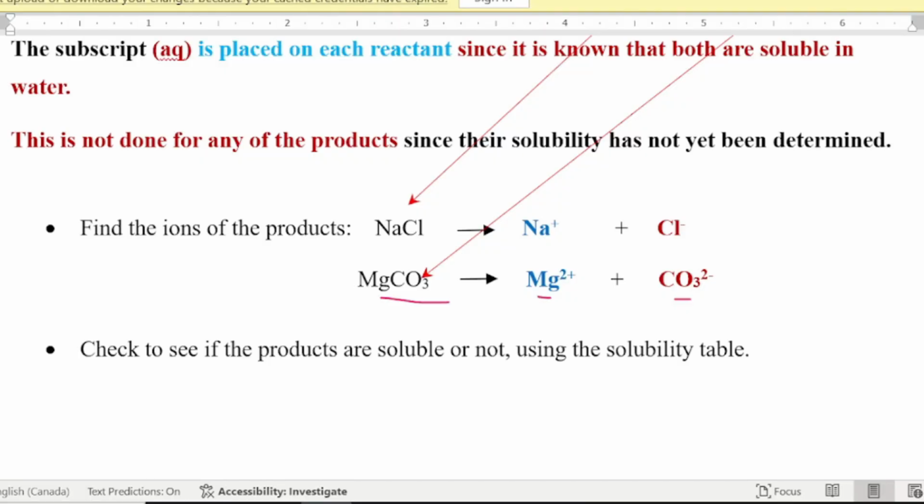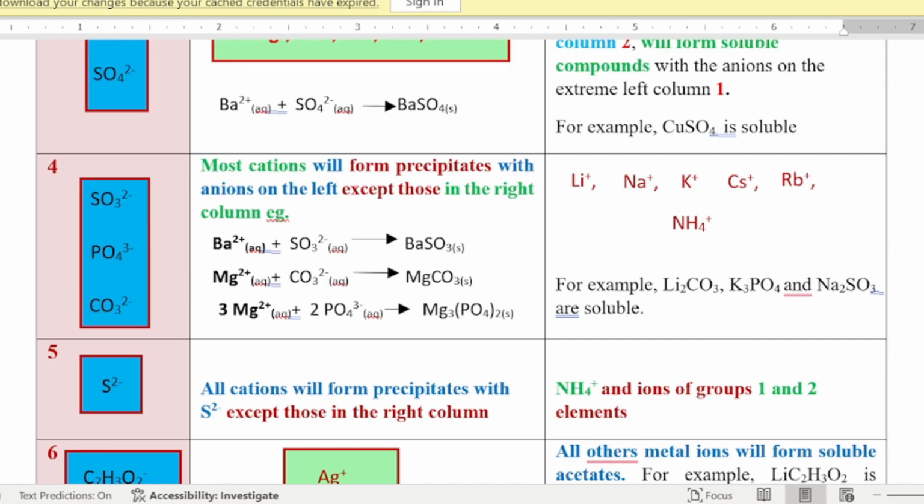Now you go and you see whether or not magnesium carbonate is soluble. So go to the chart and see where carbonate is. Sorry, carbonate is here. Now all these are soluble. Go where you have the fewer number. Check to see if magnesium is amongst these. Is magnesium here? No, magnesium is not here. Okay? So magnesium must be over here. And therefore magnesium will form a precipitate with carbonate.